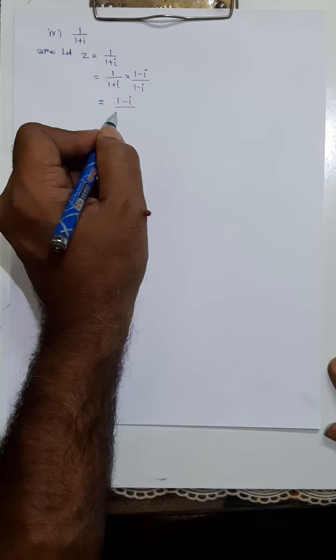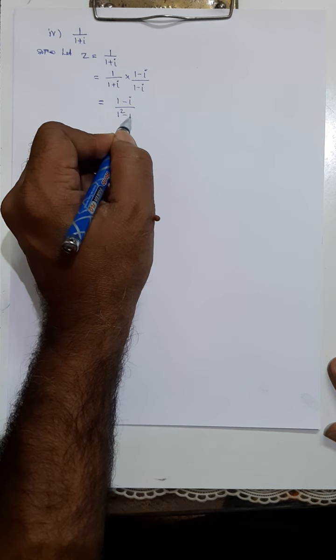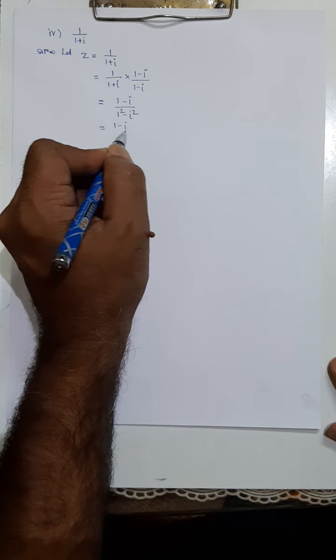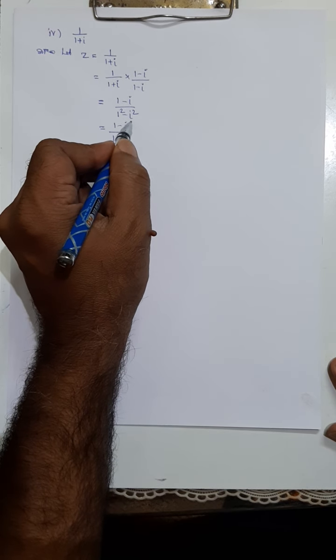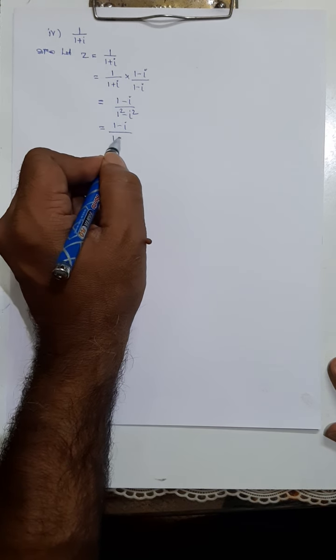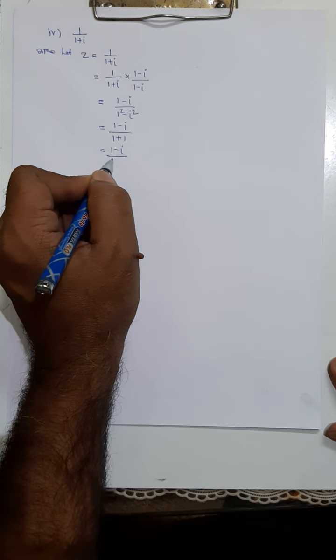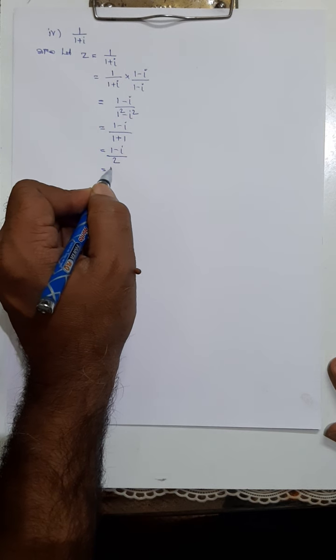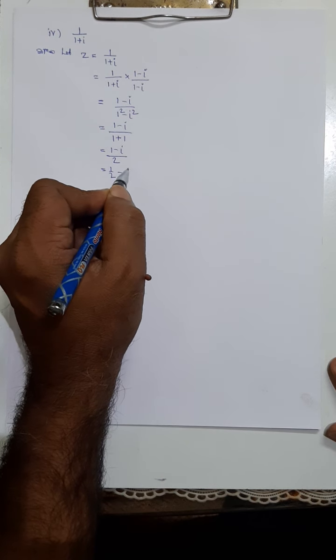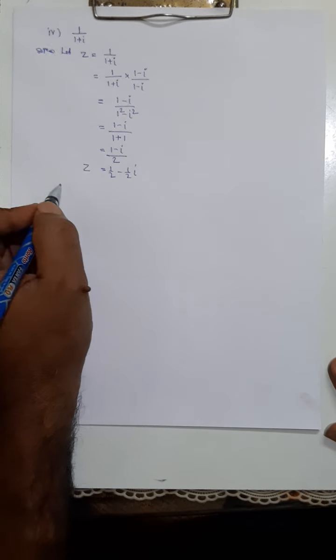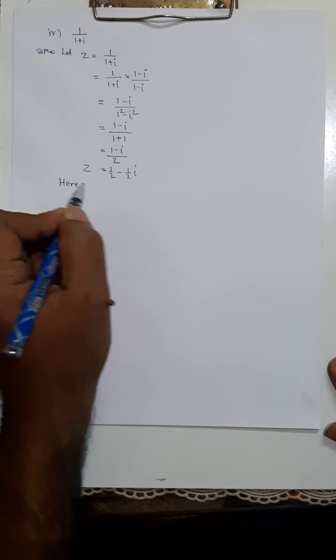Denominator formula a plus b, a minus b, a square minus b square, that is 1 square minus i square. So it is equal to 1 minus i, 1 square is 1, we know the value of i square is minus 1, and this minus sign gives plus 1. That is 1 minus i divided by 1 plus 1 is 2. Write in the form of a complex number, that is 1 by 2 minus 1 by 2 i. So we get z equal to this complex number. Then we find the values of a and b.